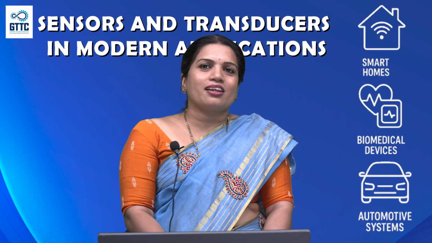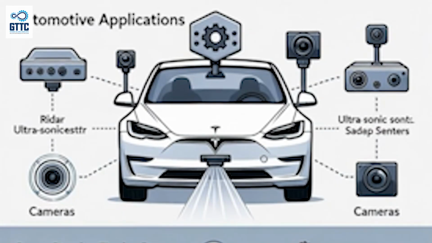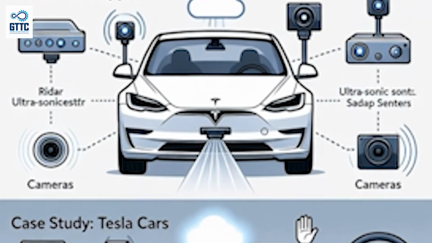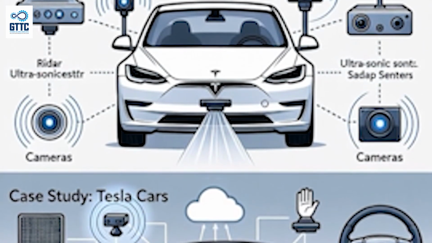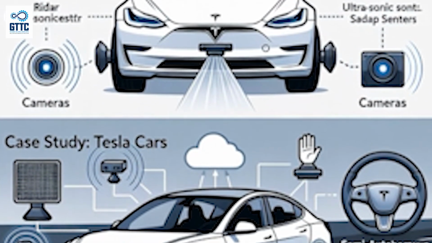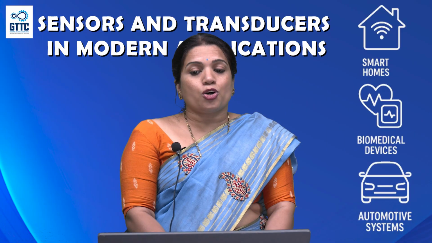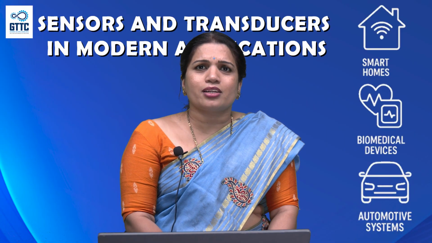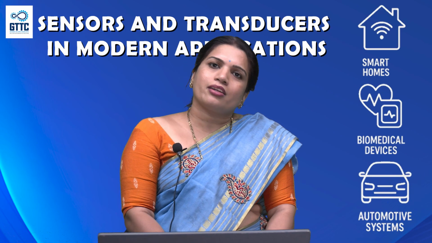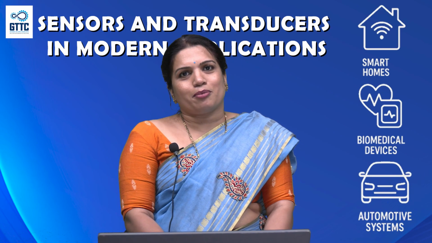Everyone knows about the Tesla car. This is the best real-time case study for the automotive application, which uses radars, ultrasonic sensors and cameras for the better understanding and working of the Tesla cars, which enables semi-autonomous driving features. Not only the Tesla cars, driverless cars are happening today due to the IoT applications.